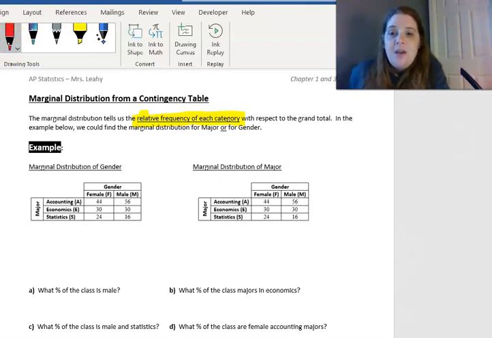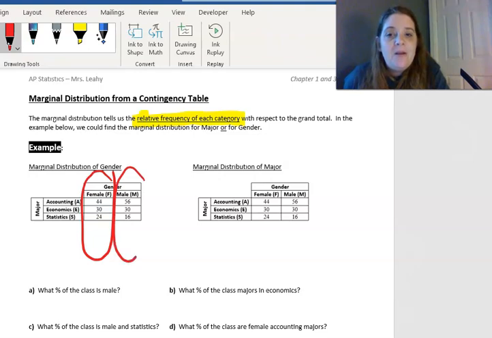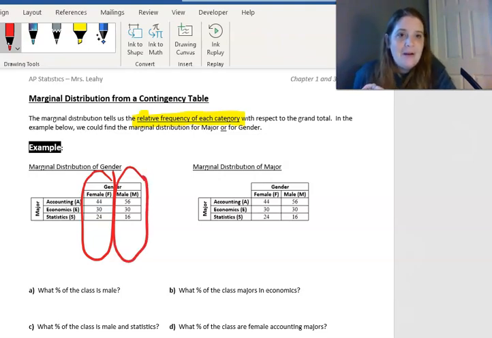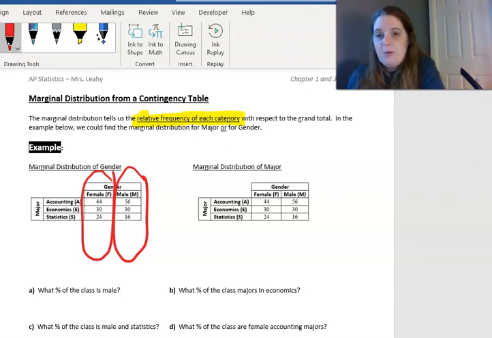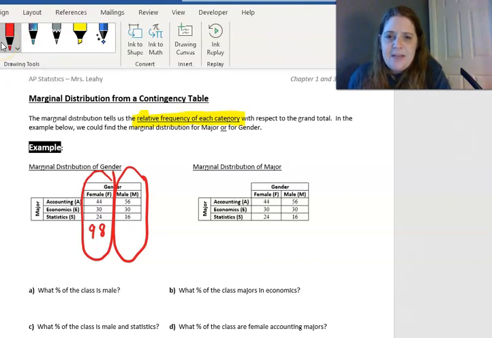So if I look over here, it says find the marginal distribution of gender. What that means is what percent of the total were female and what percent of the total were male. So even though we have this other variable, which is accounting, economics, statistics, their major, this is what we really want to look for. So I'm going to look at this first set, 44 and 30 and 24. That gives me 98. And 56 and 30 and 16, that gives me 102, for a total of 200.